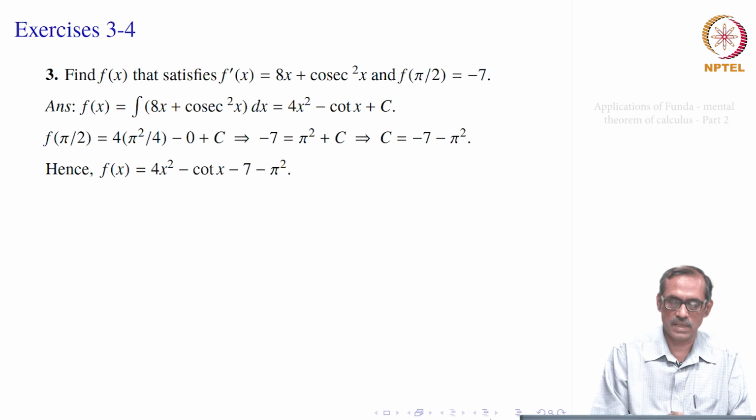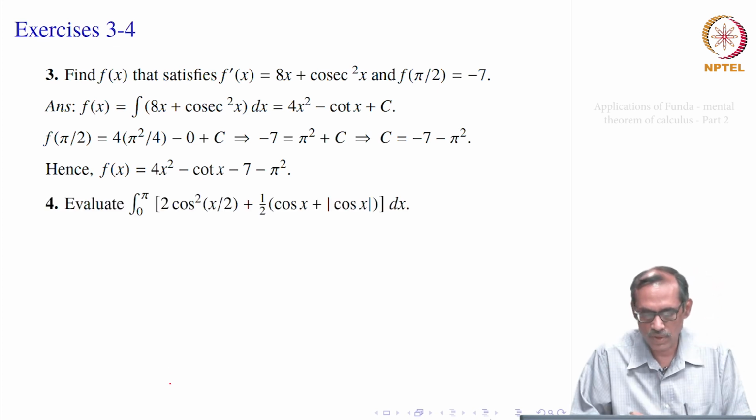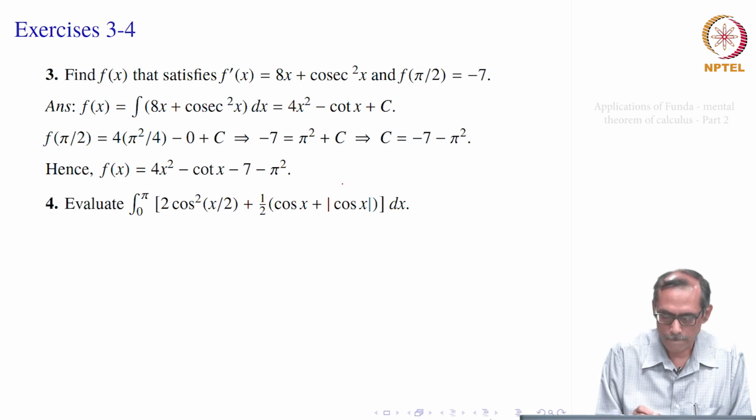So, that is quite straightforward. Now, we go to the next problem. We want to evaluate this definite integral. The limits are from 0 to pi, and the integrand is 2 times cosine square of x by 2 plus half times cosine x plus mod cosine x.